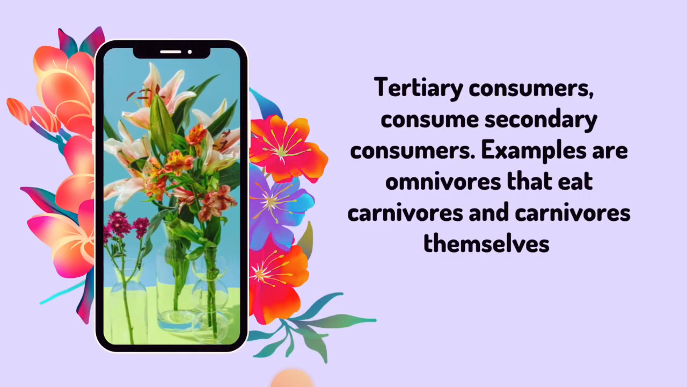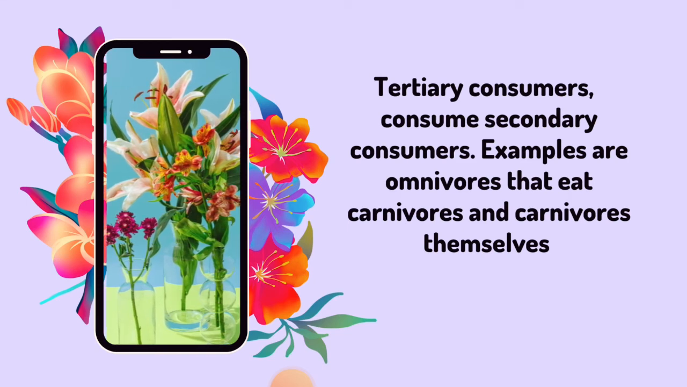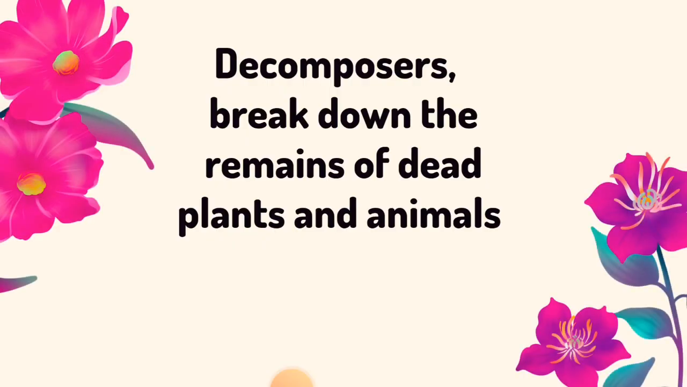Then the final ones, the tertiary consumers, they consume secondary consumers. And examples are omnivores that eat carnivores, and the carnivores themselves. So tertiary consumers are mostly flesh eaters. You know, amongst the omnivores, there are those that eat only flesh. And carnivores, of course, they eat flesh. So this group of animals fall under the tertiary consumers, like your hawk, your eagle, your lion. They are all tertiary consumers, and they are so few in number.